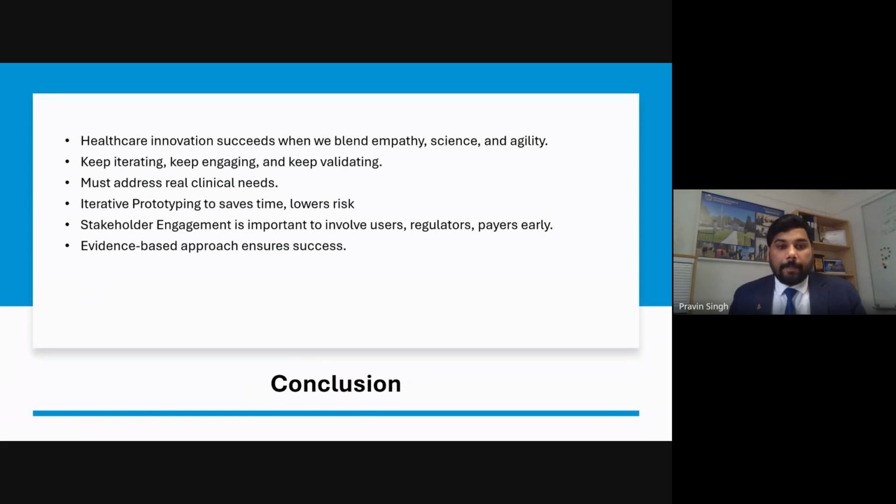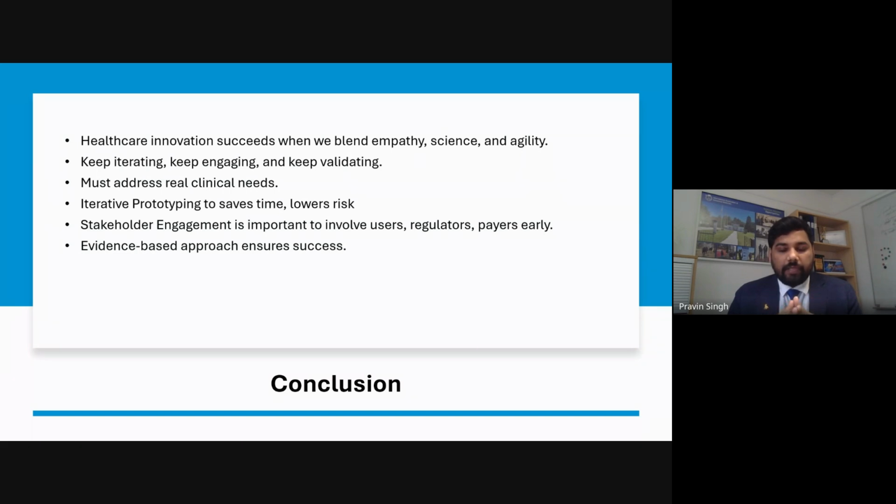So, the conclusion: healthcare innovation thrives at the intersection of empathy and science. Keep iterating. The best solutions come from continuous testing and refinement. Engage the stakeholders early. Patients and regulators must be involved from the start.